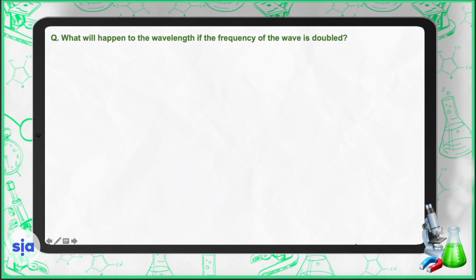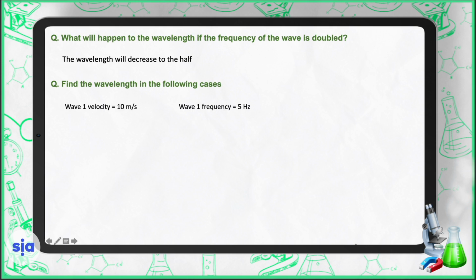What will happen to the wavelength if the frequency of the wave is doubled? The wavelength will decrease to the half. Find the wavelength in the following cases. Wave 1 velocity equals 10 meters per second, while its frequency equals 5 Hertz. Wave 2 velocity equals 10 meters per second, while wave 2 frequency equals 10 Hertz.